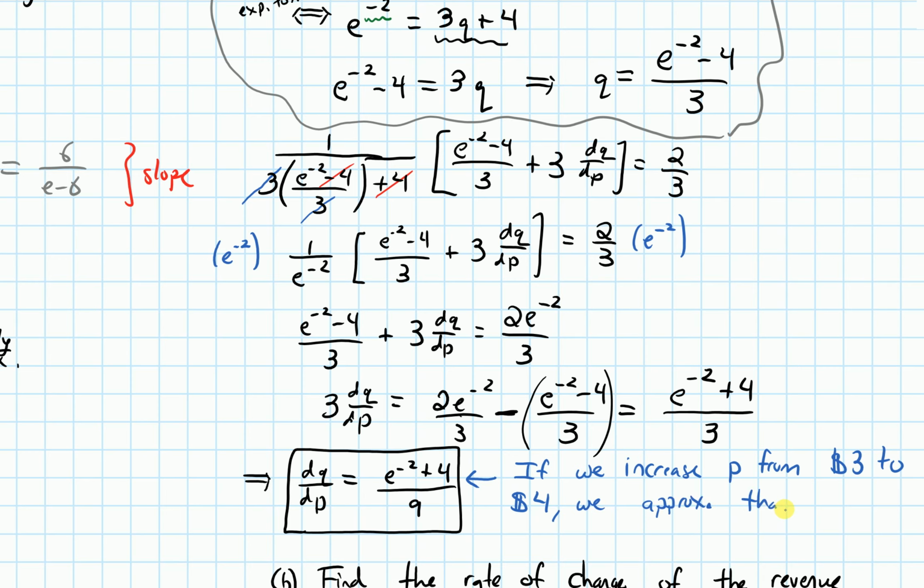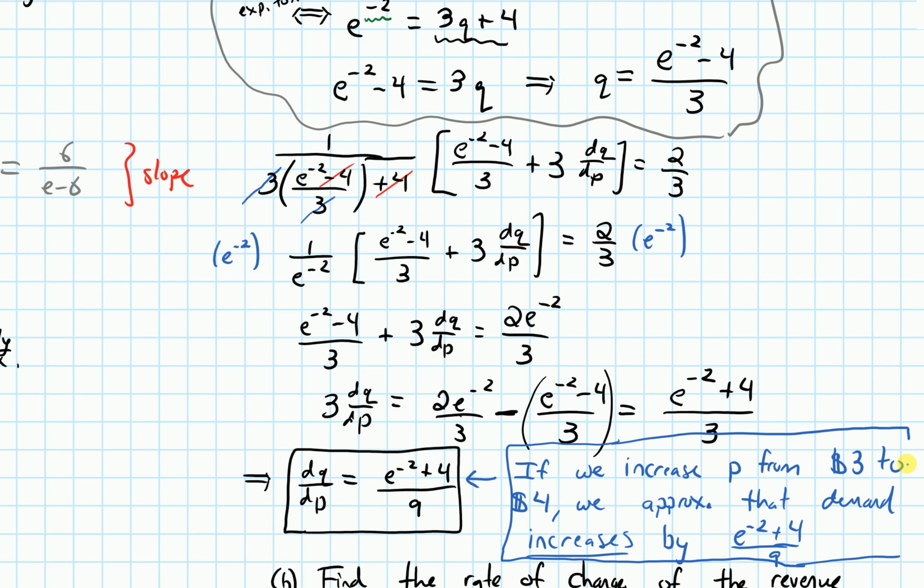that demand, our function, this number right here is a positive number. E to the negative 2 is positive and everything else is positive. Because of that, we are going to approximate that the demand increases. It's going to go up. It's going to increase by e to the negative 2 plus 4 over 9. And that is my interpretation. Sorry about that, I kind of slashed through that 9 a little bit, but that is my interpretation.